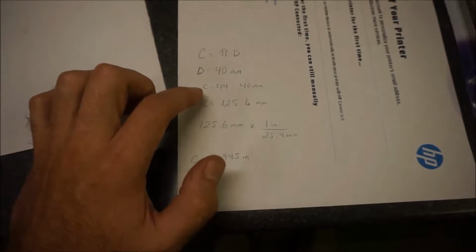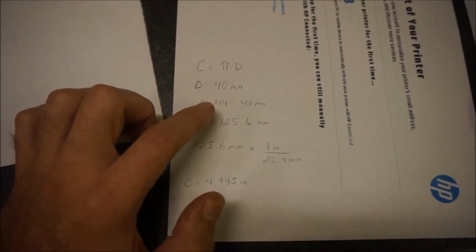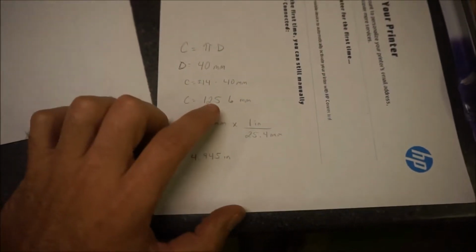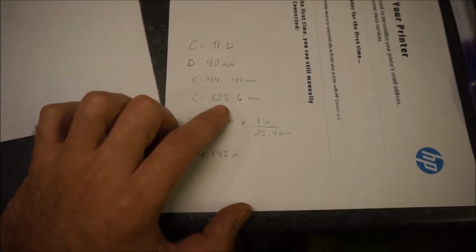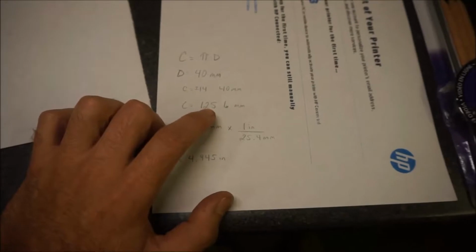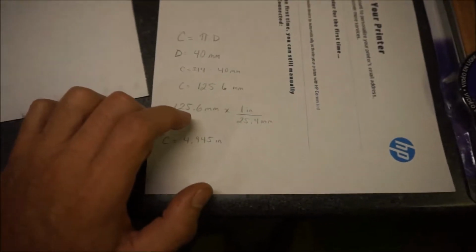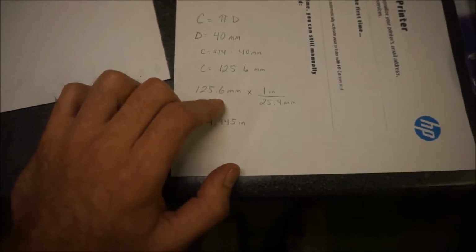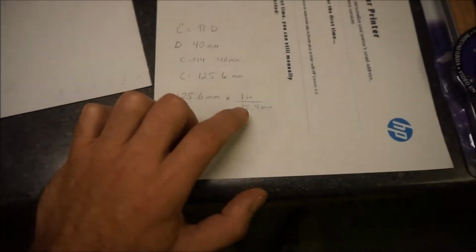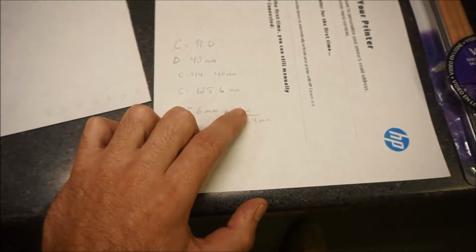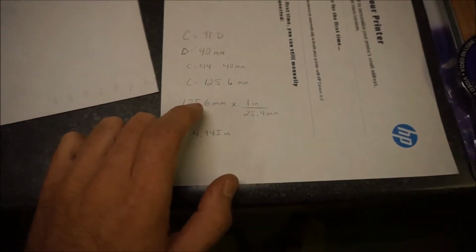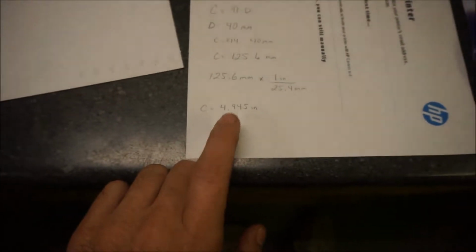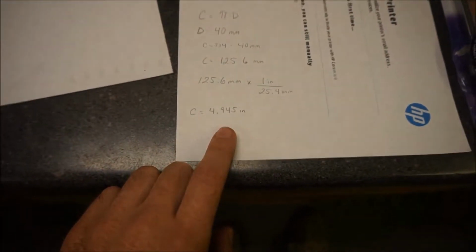So to figure out our circumference, we'll use pi. In this case, we'll use 3.14 times 40 millimeters. That gives us 125.6 millimeters. Now, to convert that into inches, we use a conversion factor. So we know that 125.6 millimeters is the circumference, and we know that there are 25.4 millimeters in 1 inch. So basically, you just take 125.6 and divide it by 25.4, and that gives us our final answer of 4.945 inches.